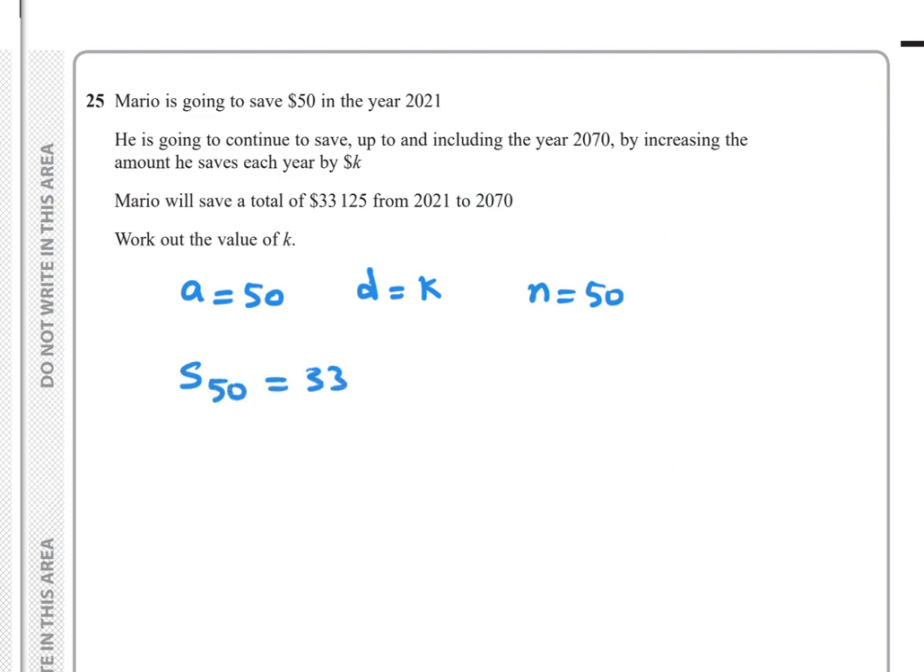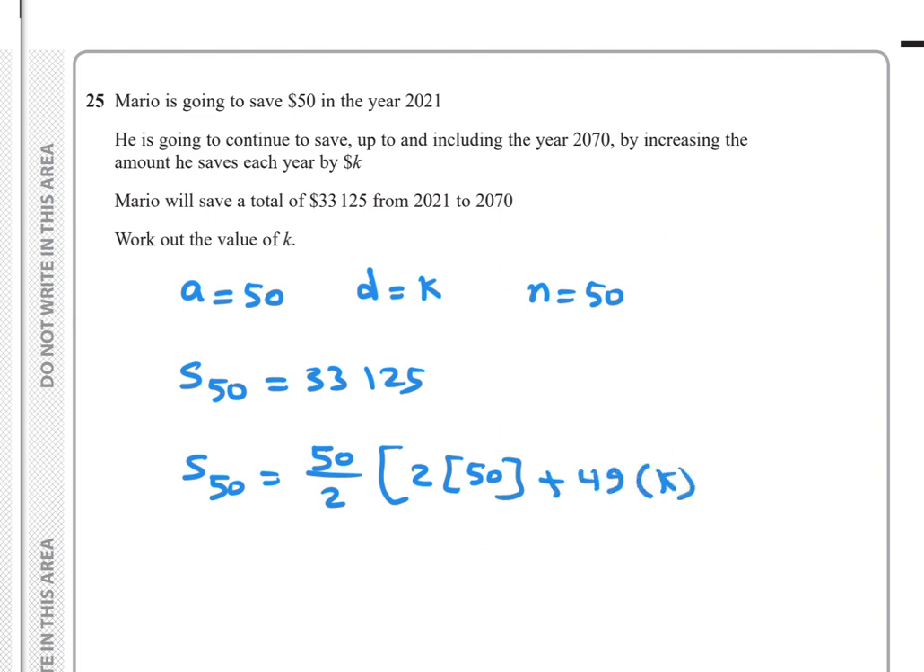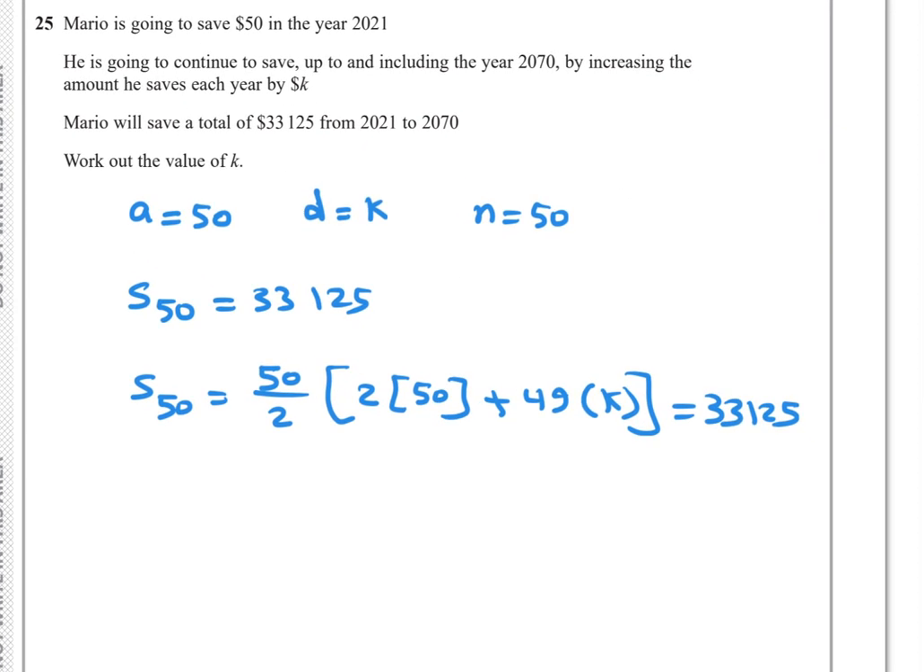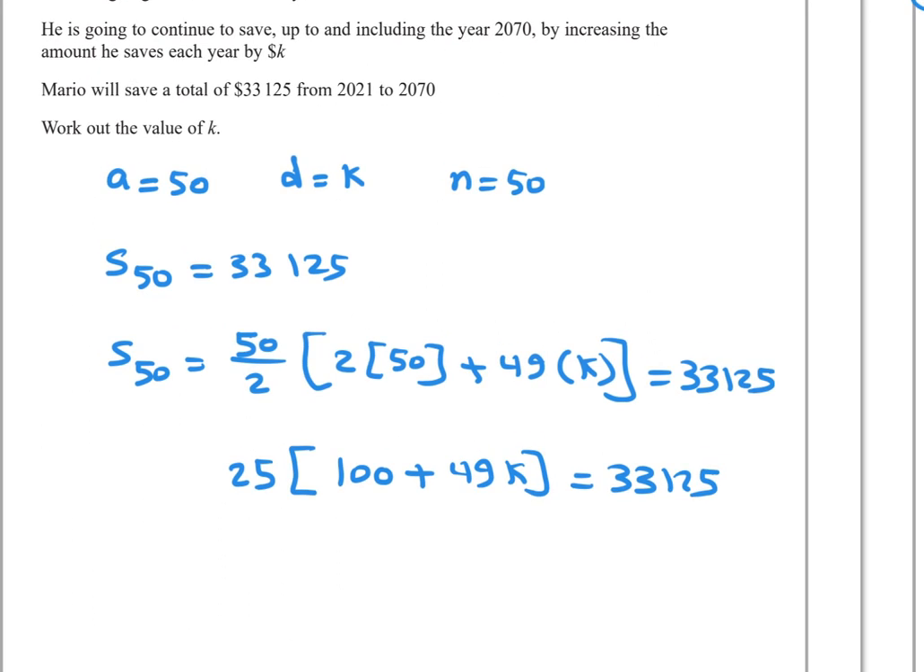equals 33,125. S50 equals, from the rule, 50 over 2 times (2A, so 2 times 50, plus (N minus 1), so 49, times D, which is K), equal 33,125. So 25 times (100 plus 49K) equals 33,125. Now divide by 25 or transpose 25 to the other side by division.